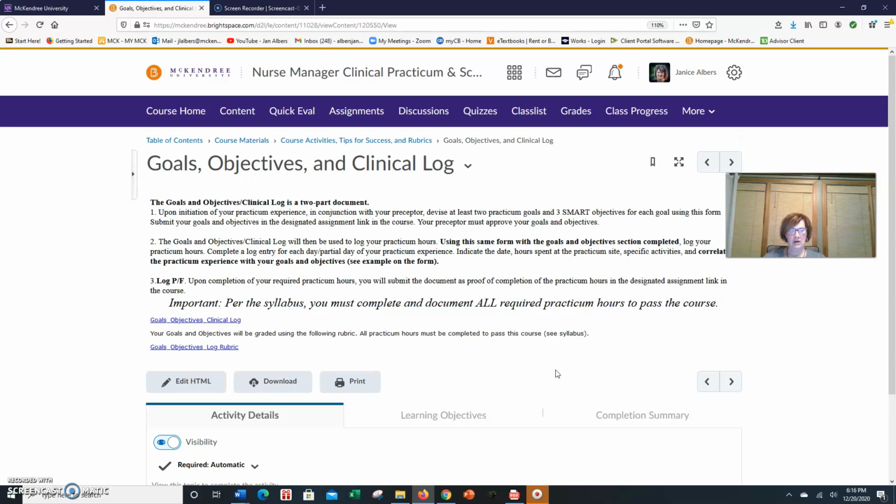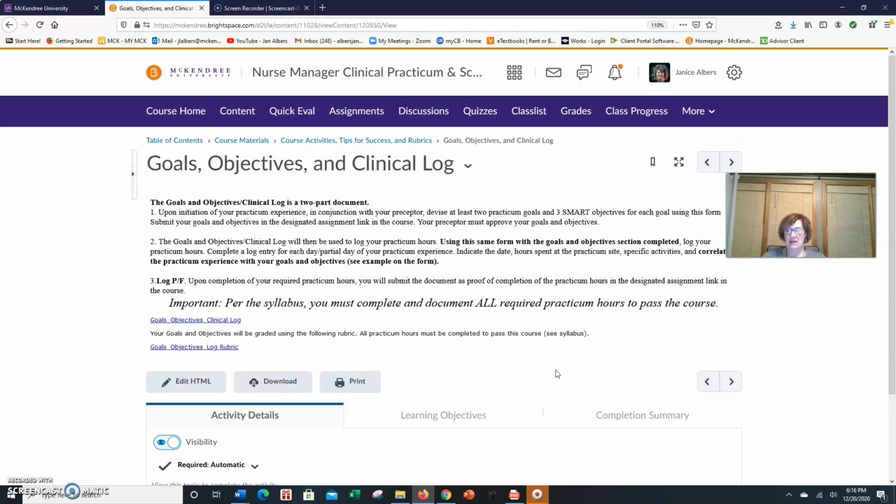This is a two-part form. You will start out by devising your goals and objectives for your practicum experience, and you will do that in conjunction with your preceptor. So you will devise at least two goals and 3 SMART objectives for each one of those goals. Always remember to structure your objectives, making them very specific, measurable, achievable, relevant or real, and time sensitive. So you want to have all those components in each objective.